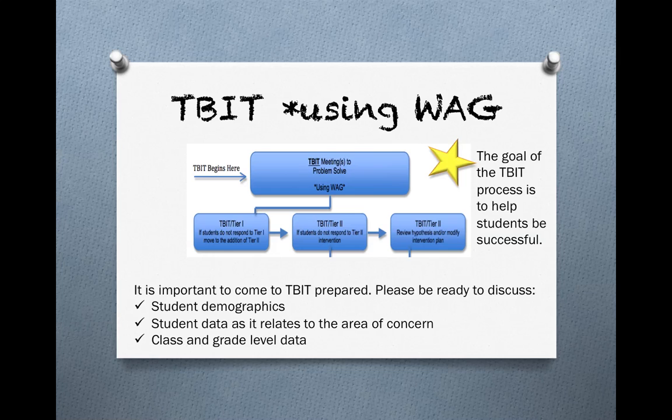Ultimately, the goal of the TBIT process is to help students be successful. This is done by identifying a specific need or skill for the student or group, developing a hypothesis about why there is a deficit, creating an intervention plan which includes supports at the Tier 1 and Tier 2 levels, and designing a way to monitor the progress of the student or group.